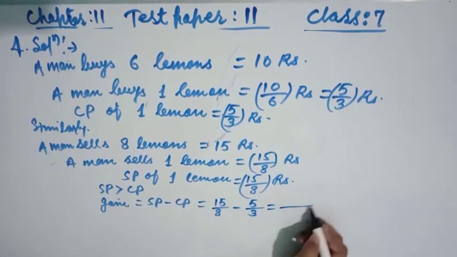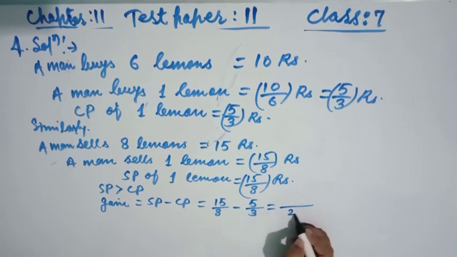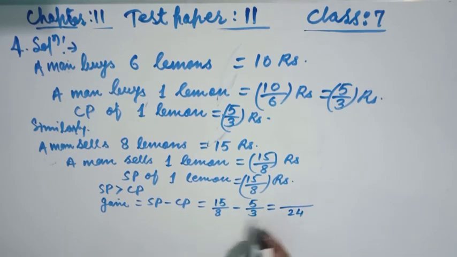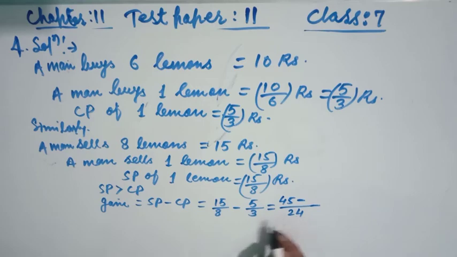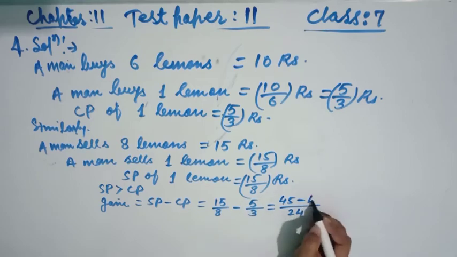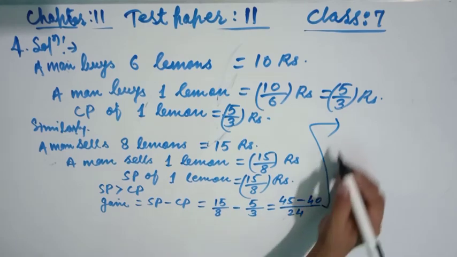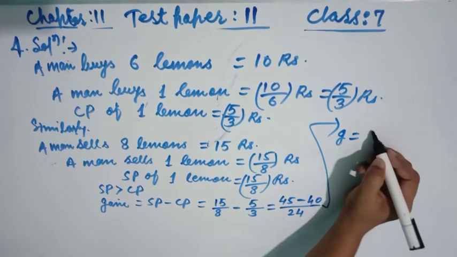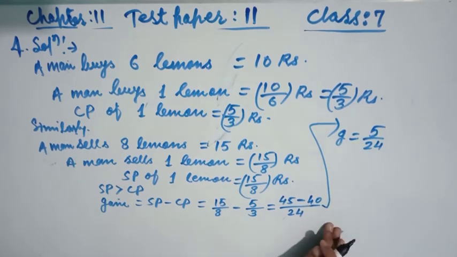After calculating, friends, 8 is the LCM. So 8 and 24, the LCM is 24. This 24 is divided by 8, 3, multiplied by 15, that is 45. Then 24 divided by 3, 8, multiplied by 5, this is 40. Now here, friends, this is 45 minus 40, so the gain is equal to 5 divided by 24, and we have to find the percentage gain.